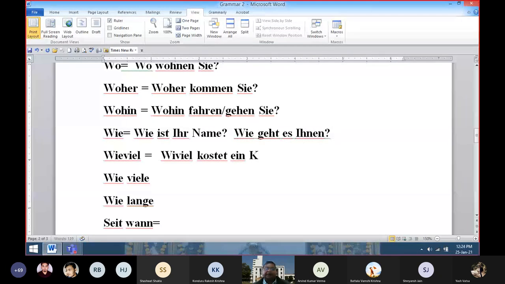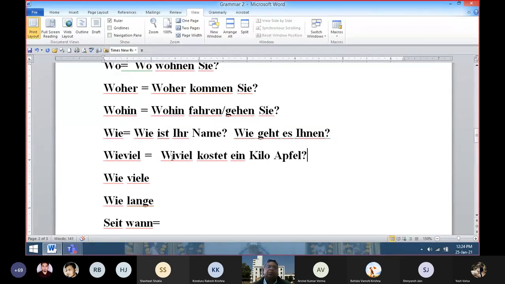Wie viel kostet ein Kilo Apfel? Wie viel means how much, or what, how much. Kosten means cost. Ein Kilo, a kilogram of apple. In other words, you can also say: Was kostet ein Kilo Apfel? What is the price of a kilo of apple? Wie viel: how much does a kilo of apple cost?